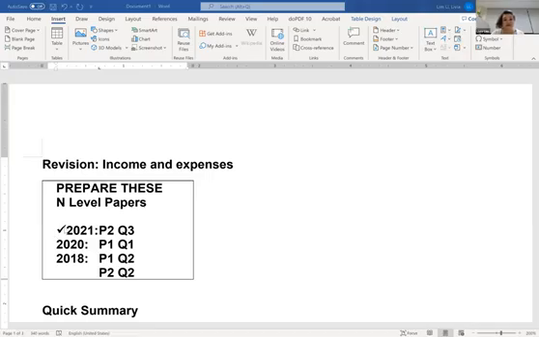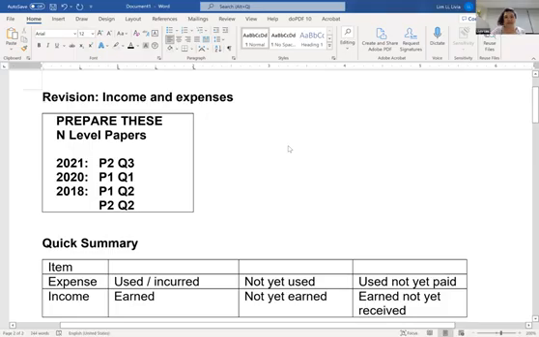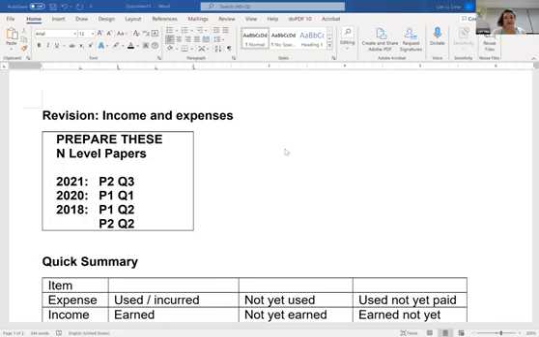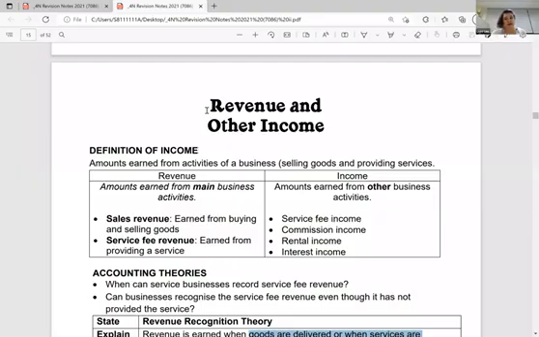Hello everyone. So I guess you're here because you want to do a quick revision on income and expenses. In case you want to go through some practice questions with me, please prepare these N-level question papers. I will go through them. But first, let me do a very quick summary on revenue and income and other expenses.